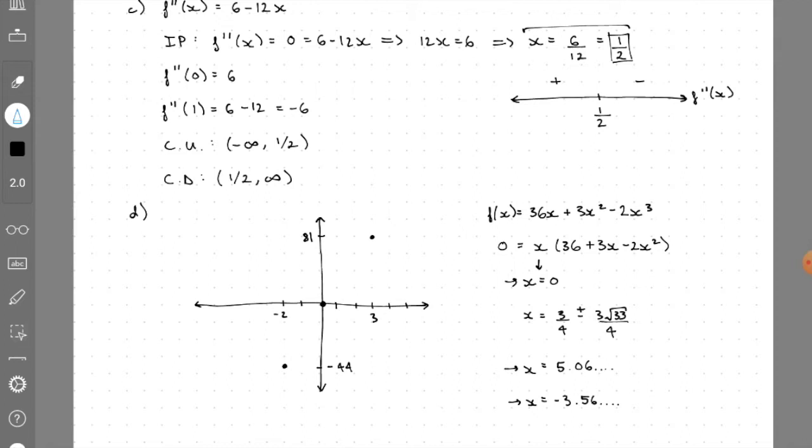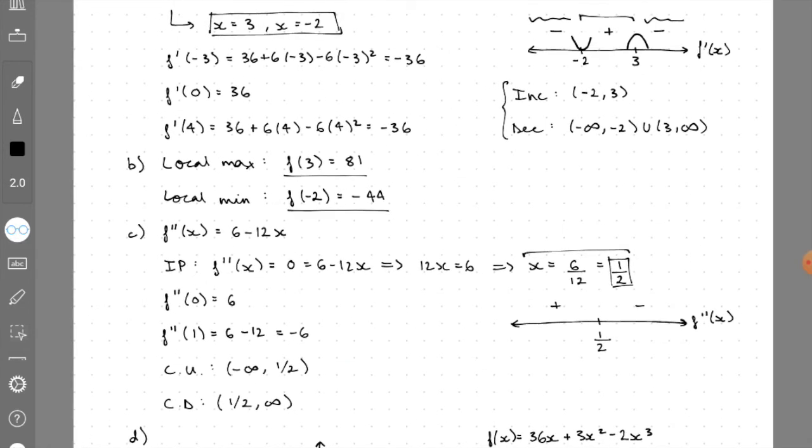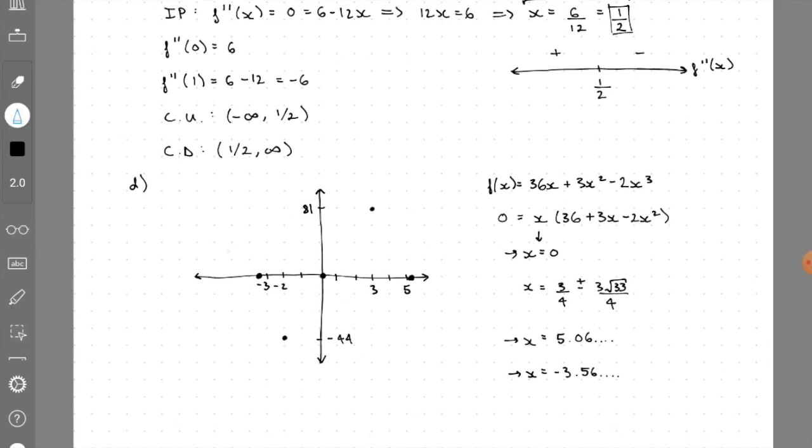So our roots, where the function crosses the x-axis, are going to be about here, more or less, and about here, more or less. So we kind of already know what it's going to look like. We know from part A that the graph is going to decrease from negative infinity to negative 2. So the graph is going to look like this. And then there's a change to positive, and then that's going to be your maximum, and then it goes down.